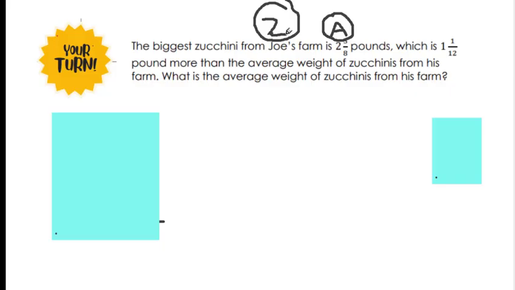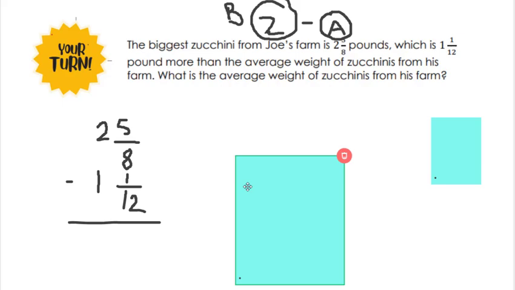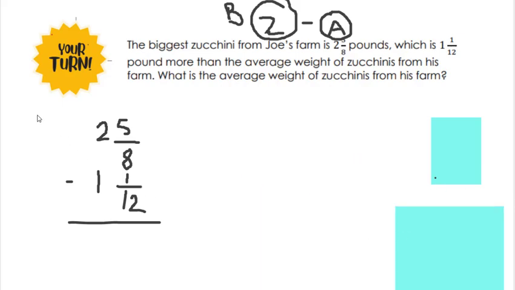So what I need to do to get to the average weight, because it says this is bigger than the average weight, is make it smaller again. Does that make sense? So I'm subtracting that off his biggest zucchini. I'm going to take that bigger number and subtract that smaller number. Because remember, this is the biggest zucchini he ever got, and it's a pound bigger. So I need to know what the average size is that he usually gets. I need to subtract. Rule number one, when I see fractions, they need to have a common denominator.